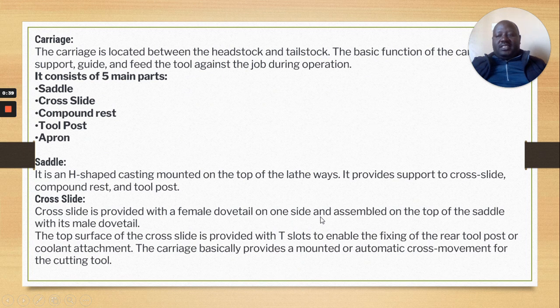We have the carriage. The carriage is between the headstock and the tailstock, and its function is to support, guide, and feed the tool against the work during operation. It contains five parts: the saddle, cross slide, compound rest, tool post, and apron. All these parts of the carriage help in feeding the tool, which is where the removal of chips or unwanted material from the workpiece takes place. Next is the compound.